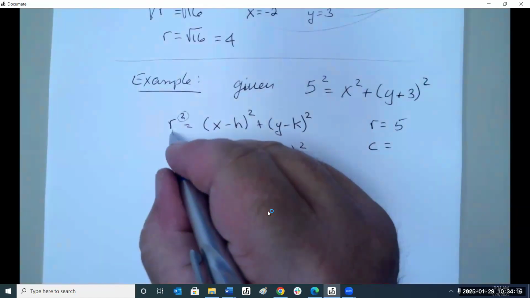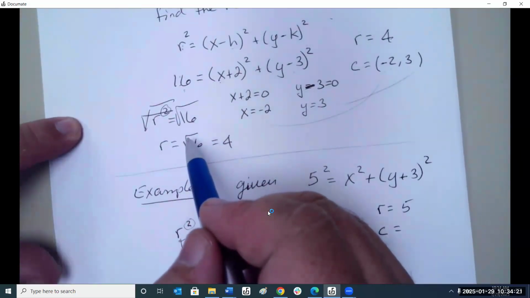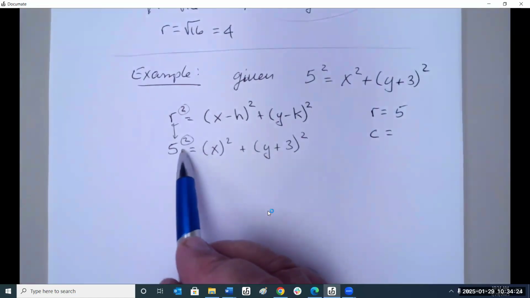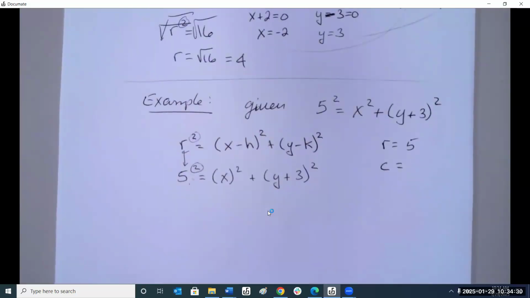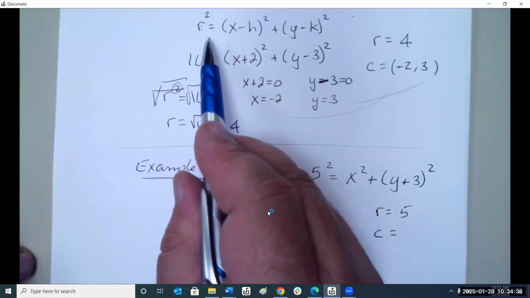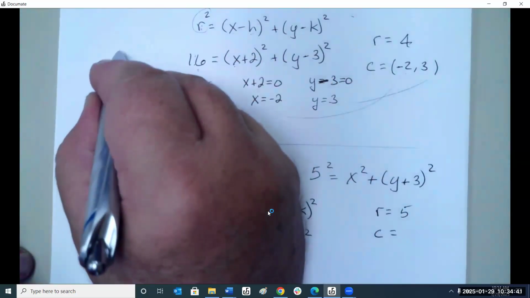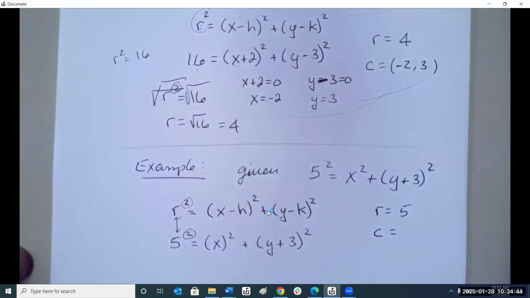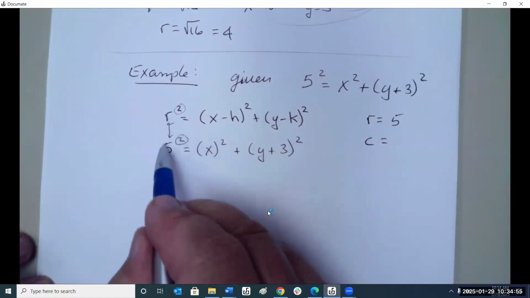So that means r is whatever's there. If there's no square, then we have to square root it. If there's a square on the radius, then we just take whatever's underneath the square. And that's the shortcut. If in your equation the radius doesn't have the square symbol on it, then we take r squared equals that number and then square root both sides. If it has a square on it, then r is whatever the number is.